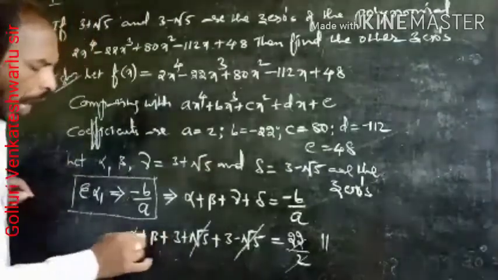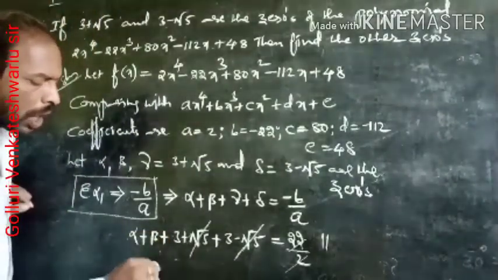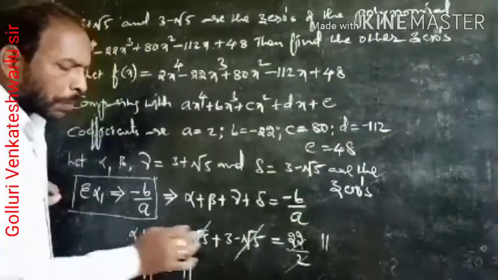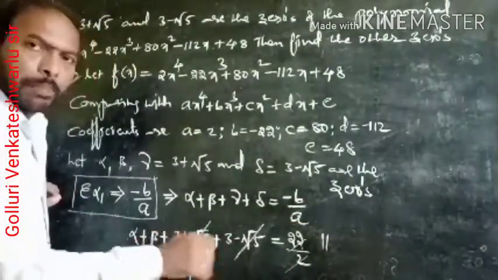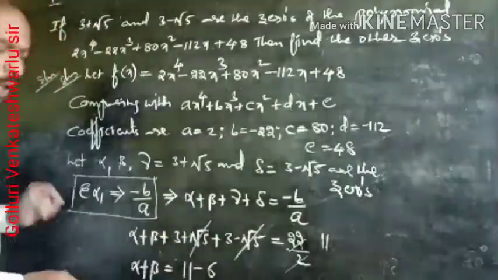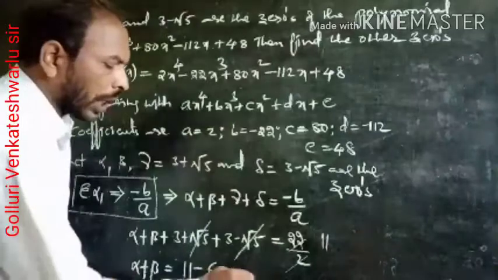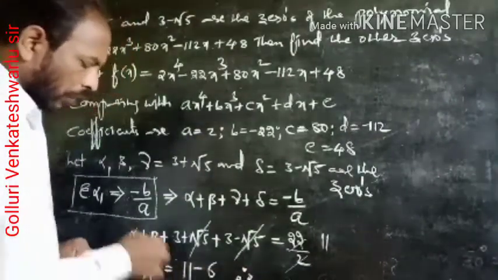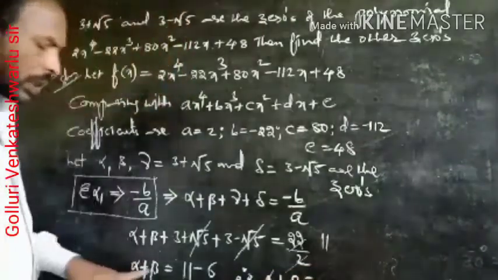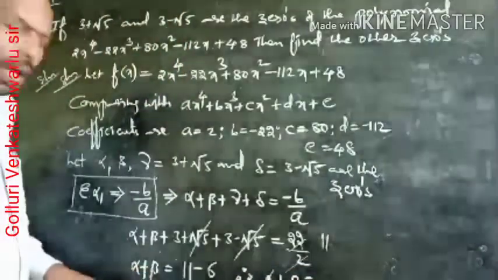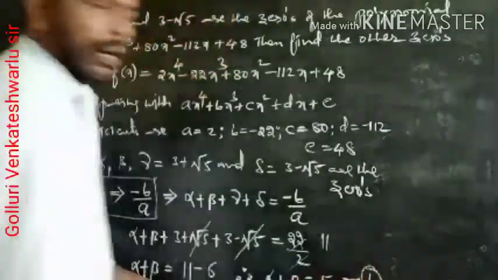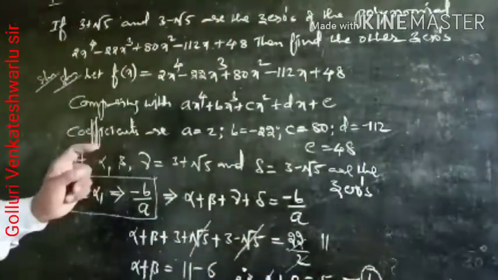So here alpha plus beta is equal to 11, transposing plus 6 becomes minus 6. The additive inverse of plus 6 is taken as minus 6. Therefore we obtained an equation in terms of alpha plus beta: alpha plus beta is equal to 5. Let this be equation number 1.